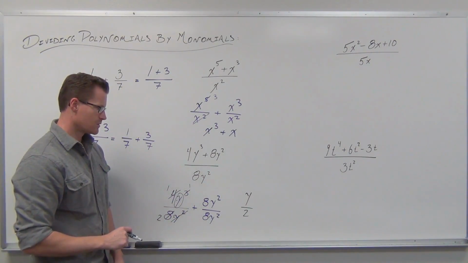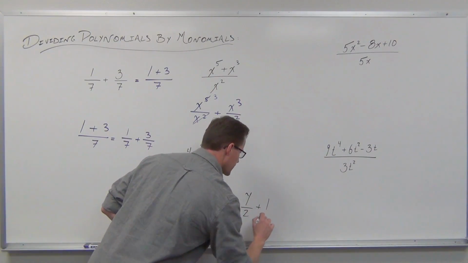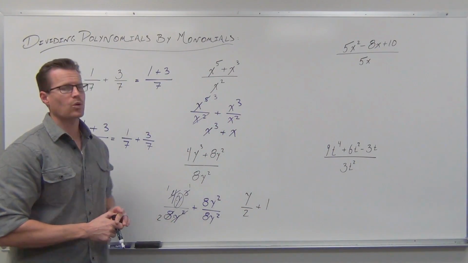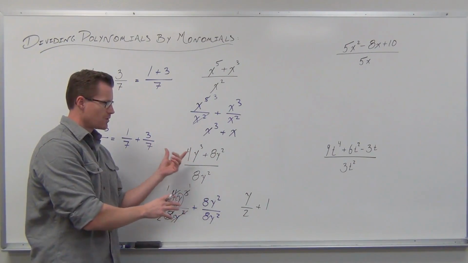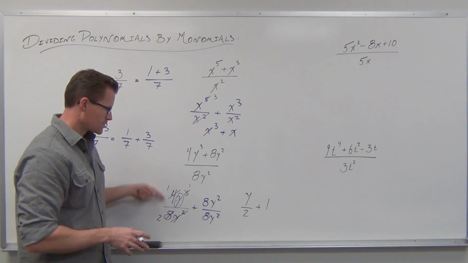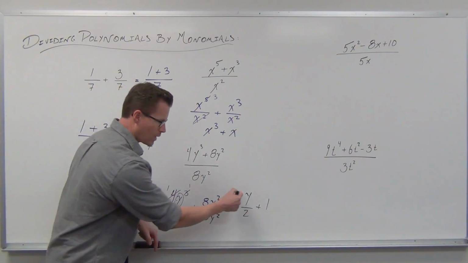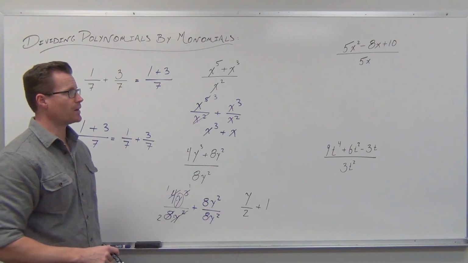The next fraction, you're dividing something by itself. You're going to get 1. So y over 2 plus 1, or 1/2 y plus 1. Separate into the number of fractions for every term that you have and simplify each one. 4 divided by 8 is 1/2. That's our 1/2 right here. We have y on the numerator, and then this gives us 1.